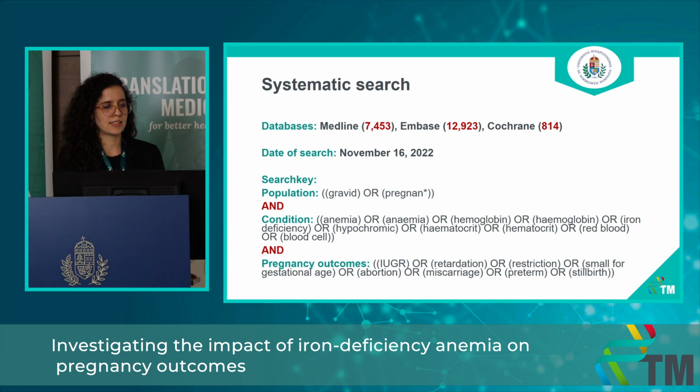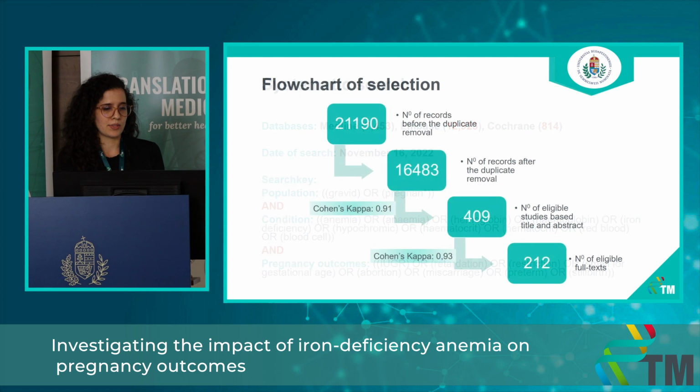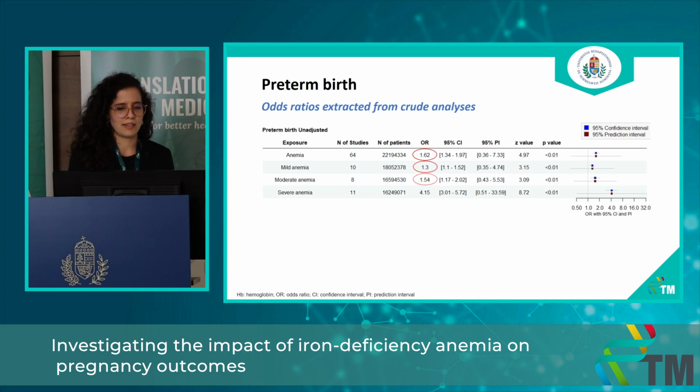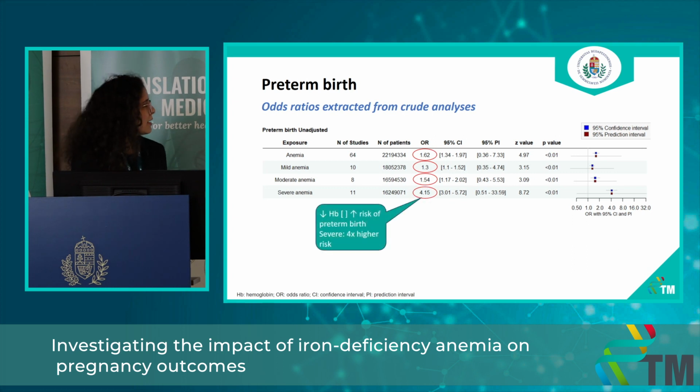We conducted a systematic search in 3 databases, which yielded more than 20,000 citations that we narrowed down to 200 citations. And these are the results. I'm going to present the preterm birth results. Anemia increased by 62% the chances of having preterm birth, and this was dose-dependent, as you can see by the mild, moderate, and severe anemia. The lower the hemoglobin concentration, the higher the risk of preterm birth, with severe anemia accounting for 4 times higher risk.